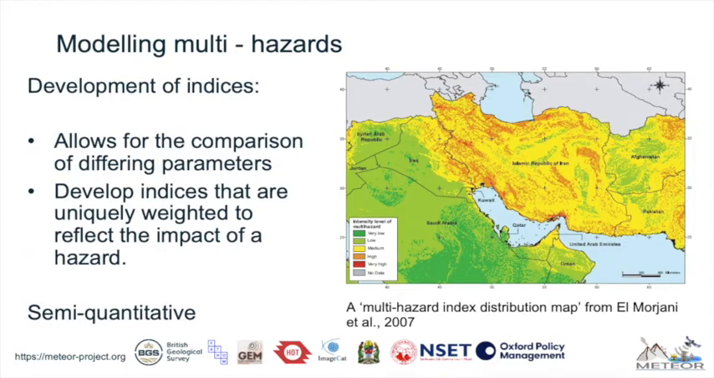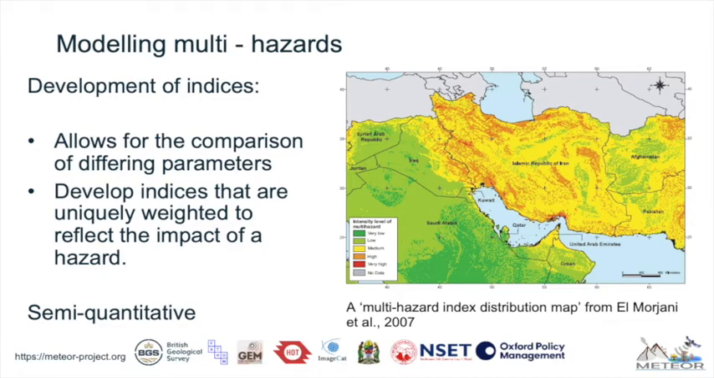Comparatively to the classification method, the development of indices allows for a continuous standardization of differing and therefore not directly comparable parameters. This is often achieved by developing indices that can then be uniquely weighted to reflect the more likely impact of the hazard and vulnerability class.